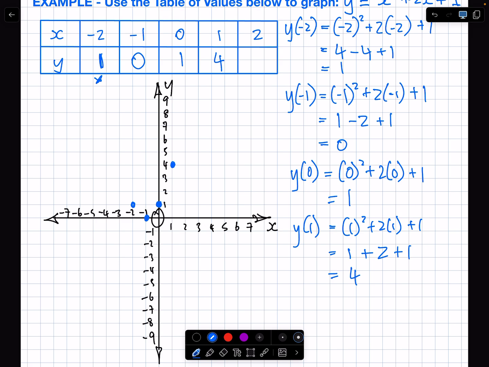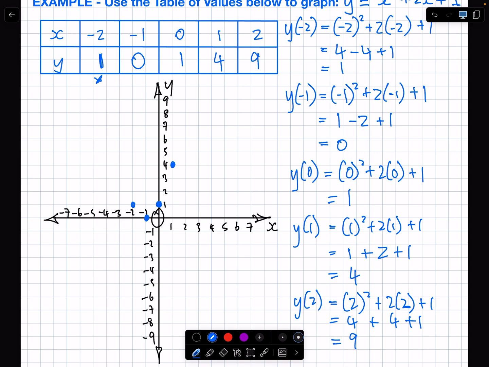One more curve. So y, when x is equal to 2, it's going to be 2 squared plus 2 lots of 2 plus 1. 2 squared. 2 times by 2. 4 plus 2 times by 2 again. Plus 1. What's the total? 9.